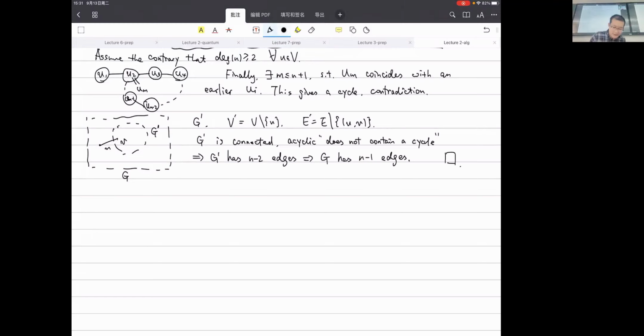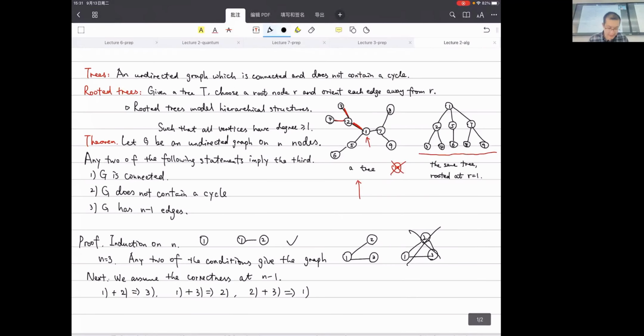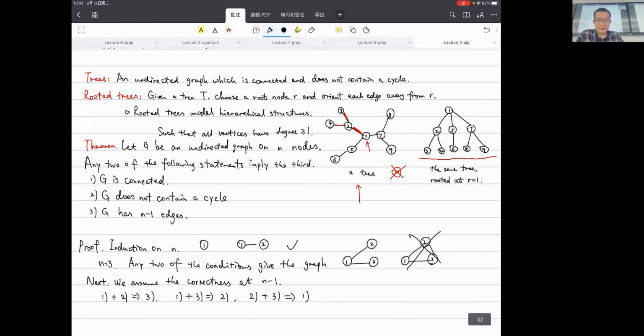So this finishes our discussion that in general, if you want to look at a tree, and we have the assumption that all the vertices have a degree at least 1, then if the graph is connected, it is a tree. It suggests that this graph is connected and does not contain a cycle, and the graph has n minus 1 edges. Our theorem here proves a quite strong result that any two of the conditions is going to imply the third. So is this proof about the characterization of trees clear to you? Is there any question?